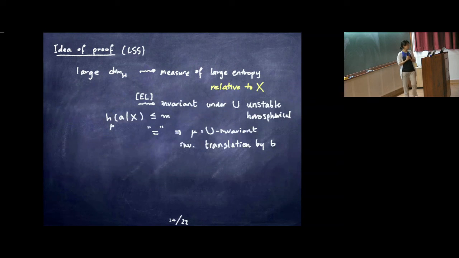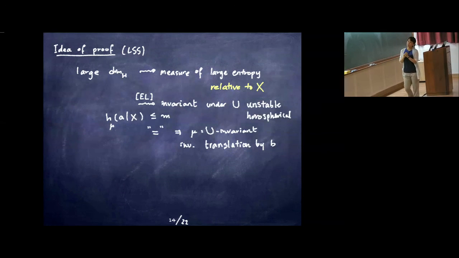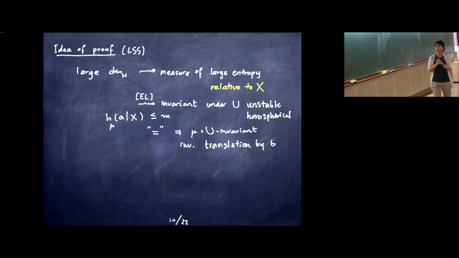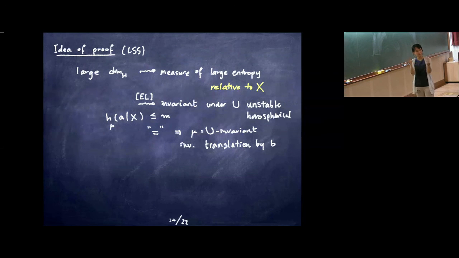So now what is good about maximal entropy? If you have a maximal relative entropy, then it is invariant under the unipotent radical, which in our case is just the unstable horosphere, and which is in this case just translations. So what we could show is that if you have full Hausdorff dimension, then you have maximal relative entropy, then you have invariance for the translations.